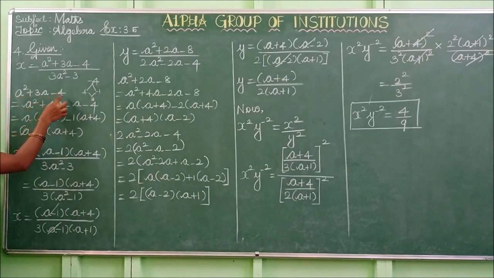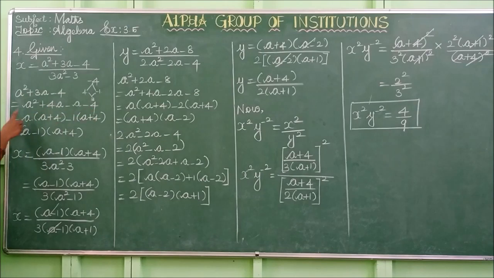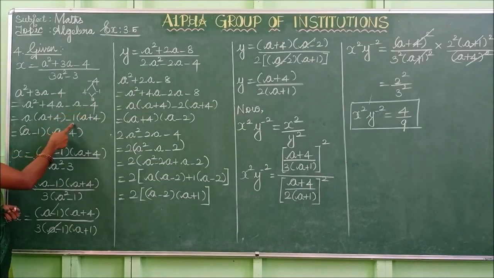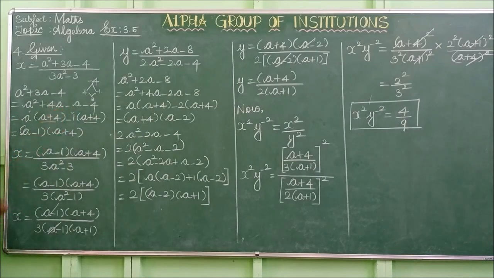So a square plus 3a minus 4. This 3a can be written as 4a minus a, so a square plus 4a minus a minus 4. From the first two terms, you can take a as common. The other term is a plus 4. From the other two terms, you can take minus 1 as common. Then you get a plus 4. So here also a plus 4, here also a plus 4. What is the remaining term? a minus 1. So a square plus 3a minus 4 can be rewritten as a minus 1 into a plus 4.